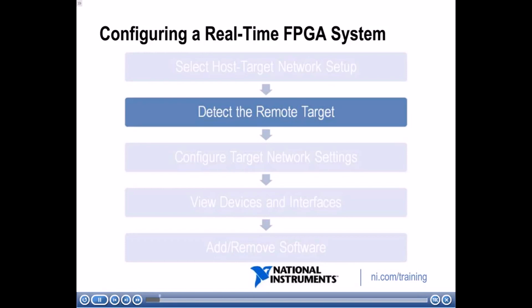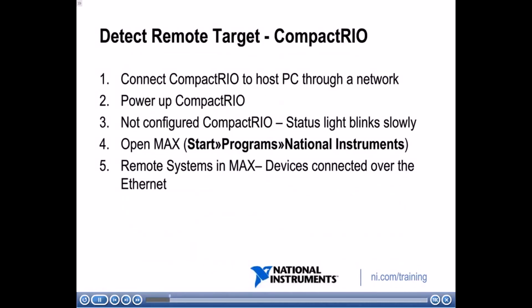So our next step after selecting the host target network setup is to detect the remote target in MAX, or the Measurement Automation Explorer. From now on, I'll just be referring to the Measurement Automation Explorer as MAX. Okay, let's walk through the steps of detecting a remote target, in this case a CompactRIO. The first thing we would do is connect our CompactRIO to a host PC through a network. Then we'll power up the CompactRIO. If the CompactRIO is not configured, its status light will blink slowly to indicate that. The next thing we'll do is open up MAX, and then take a look at the remote systems in MAX, which shows the devices that are connected over Ethernet.